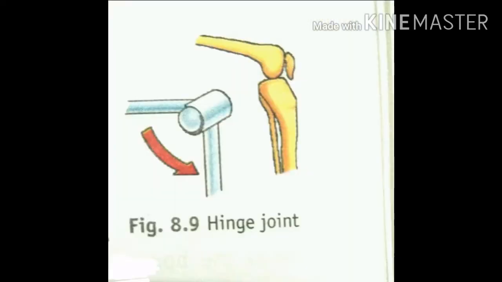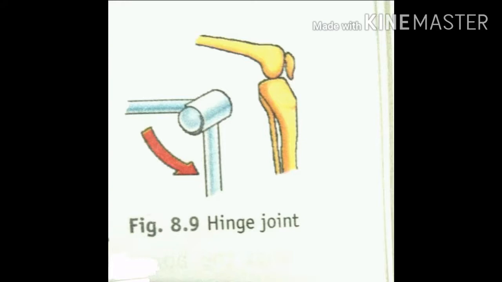Next one, hinge joint. It allows movement in one plane or one direction only. That is up and down or backward and forward.